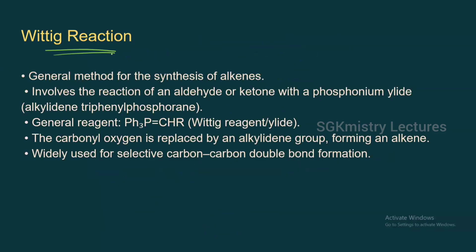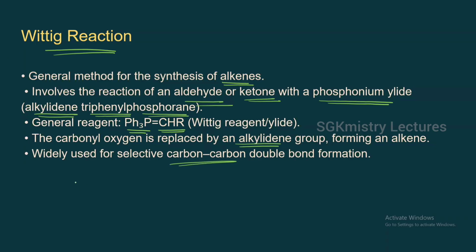Next, coming on to the Wittig reaction. It is a general method for the synthesis of alkenes, and it involves the reaction of an aldehyde or a ketone with a phosphonium halide, that is alkylidene triphenyl phosphorane. The general reagent that we take is Ph3P double bond CHR, which is also called the Wittig reagent or the halide. Here the carbonyl oxygen is replaced by an alkylidene group. So again, selective carbon-carbon double bond formation takes place because of this reaction.